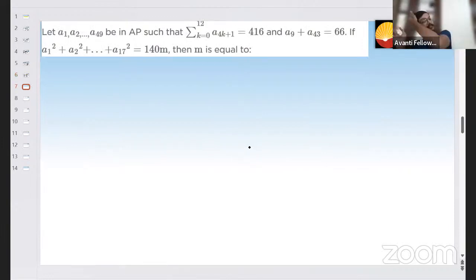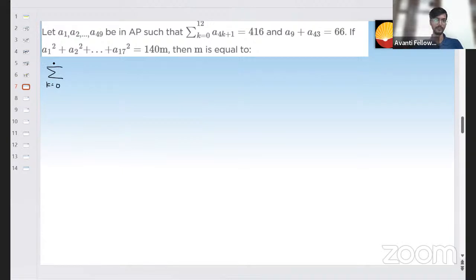So you can see by the level of the questions, these are previous year JEE questions. Here, I'll give you time to read. Let me also read. Let A1, A2 up to A49 be in AP such that there is some condition given and we have to find them. So let's see the given. The given is summation. Wait, I'll write. I think I'll need more space, so I'll write compact.